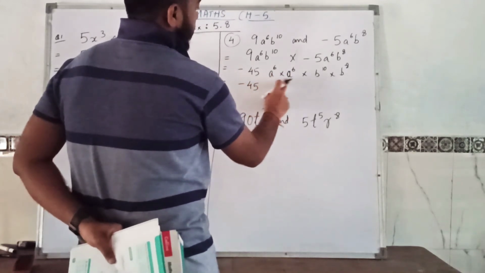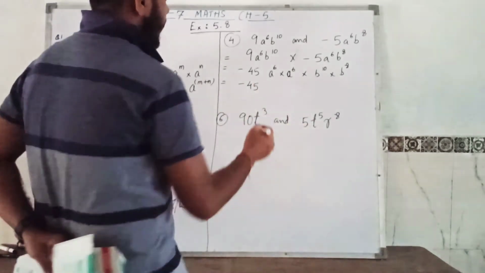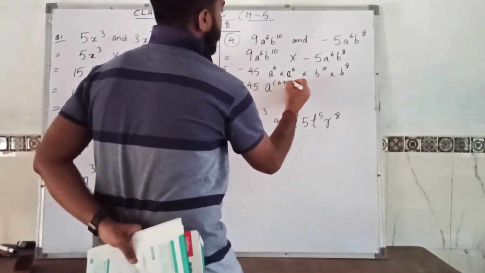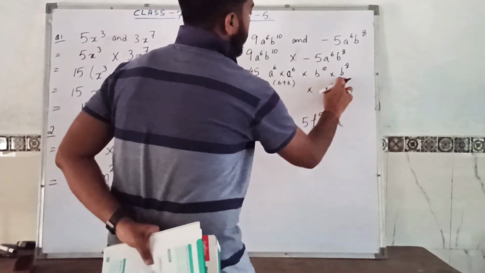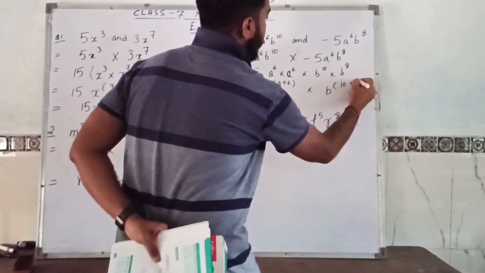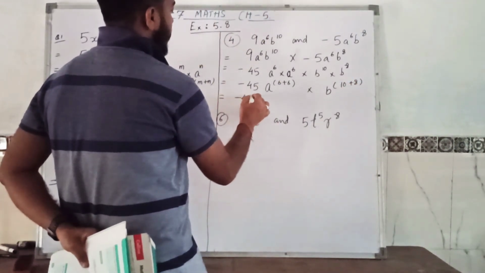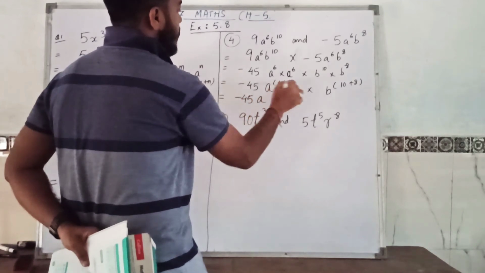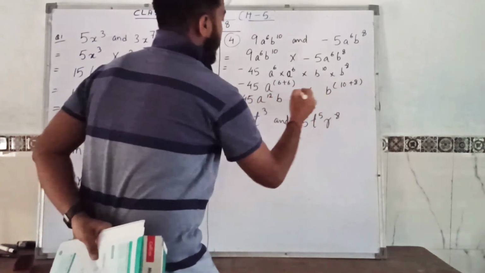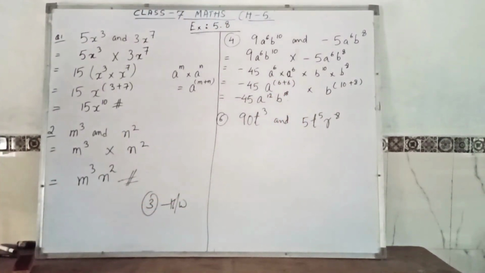Now, both the bases are same. What will happen to the power? Add up, right? So you will get a to the power 6 plus 6 into, again, both the bases are same. B, what happens to the power? Add up, 10 plus 8. Okay? So what is the answer? Minus 45. A to the power 6 plus 6 is your 12, and b to the power 10 plus 8 is your 18. And so this is the solution.